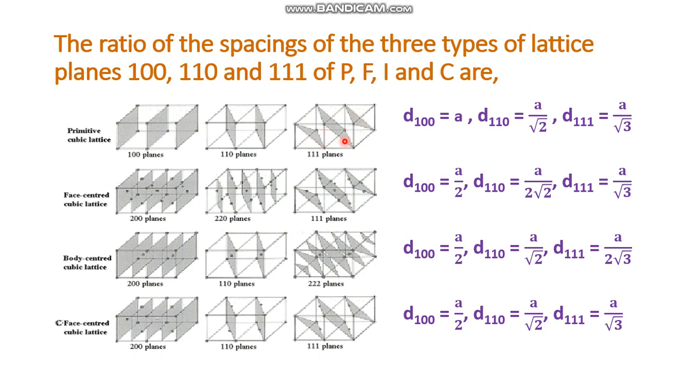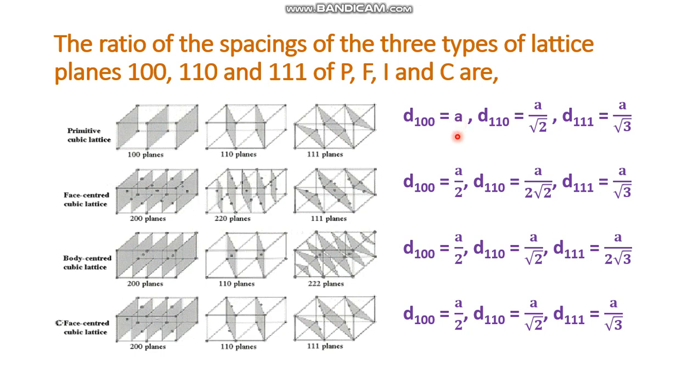Now what about the interplanar distances? The interplanar distance is denoted as D, and in the suffix the Miller index of the plane. So this is D100. What is the value? They are A distance apart. So this is A, and there is a formula: A divided by root over h square plus k square plus l squared. So this way it has been calculated.